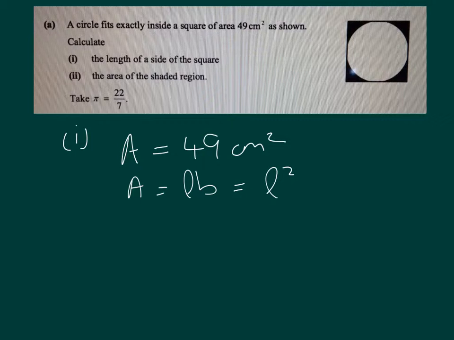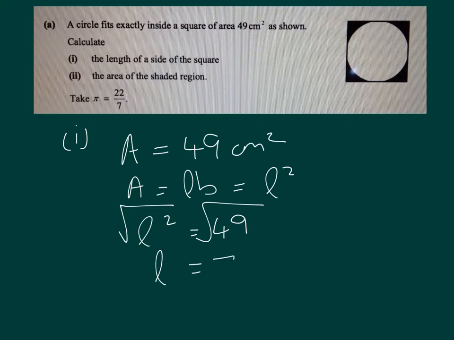So what we're saying then, given the two statements we have, we'd be saying that L squared is 49. And what's the opposite of squaring something? Square rooting it. So we get L is 7. Okay, so that was part 1.